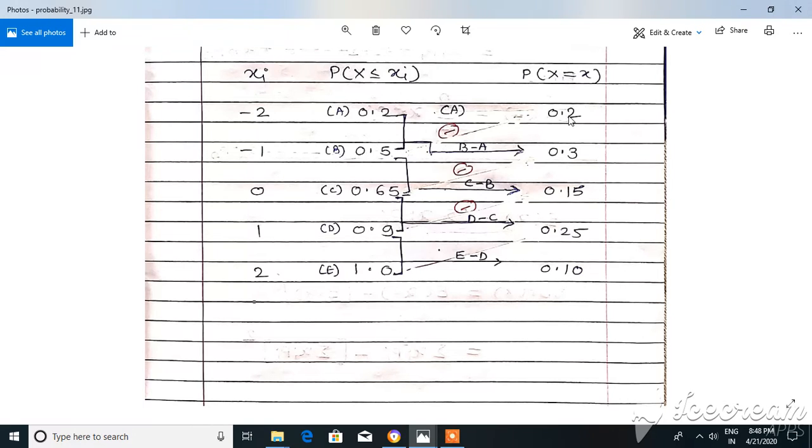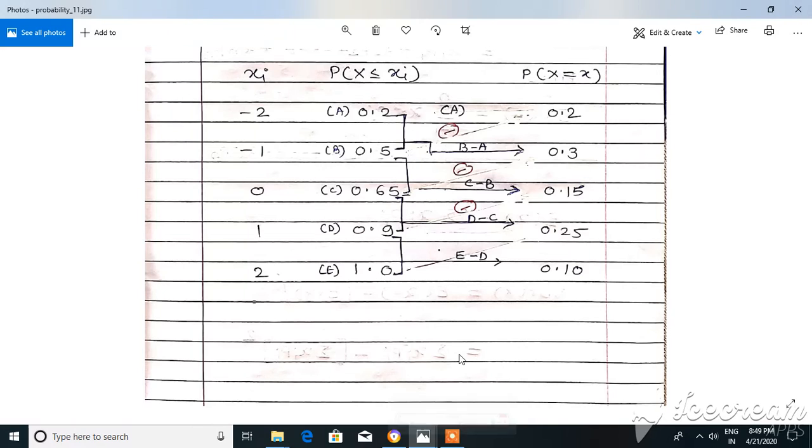So first is 0.2 as it is. The sum of the first two is 0.2 plus 0.3, which gives me 0.5. The sum of the first three is 0.65, right? The sum of the first four is 0.9, and the sum of all of them is equal to 1. So the problem is verified.